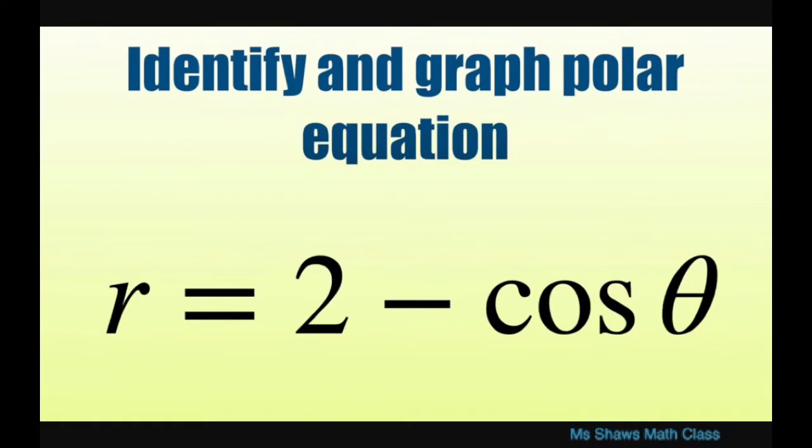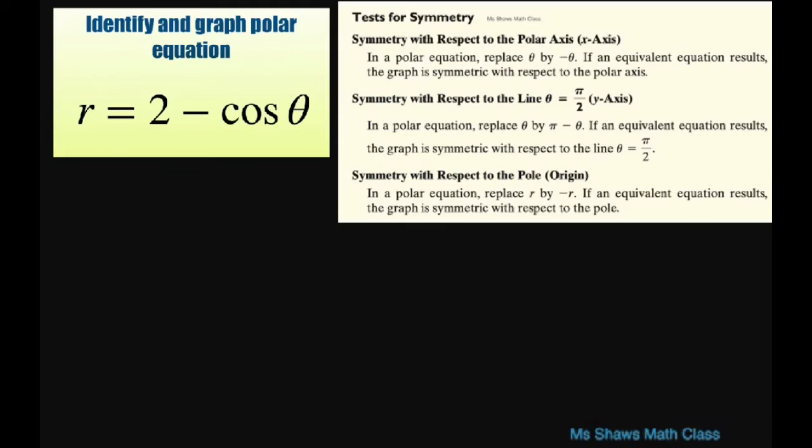Everyone, we're going to identify and graph the polar equation r equals 2 minus cosine of theta. This is a Limacon. I'm going to show you the form for that in just a moment. Right now, let's test for symmetry because we're going to have to graph this.